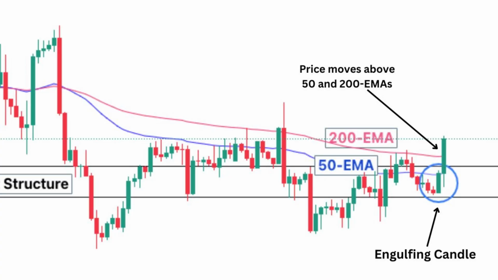You want the strong level of support or resistance, depending on whether you're going long or short. You want price above the 50 and the 200 EMAs if you're going long. And of course, you want to see that engulfing candlestick pattern.